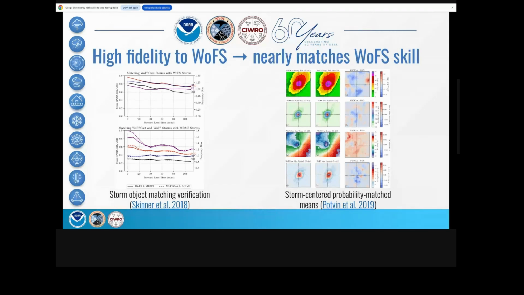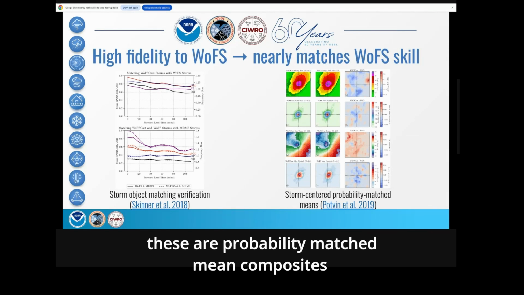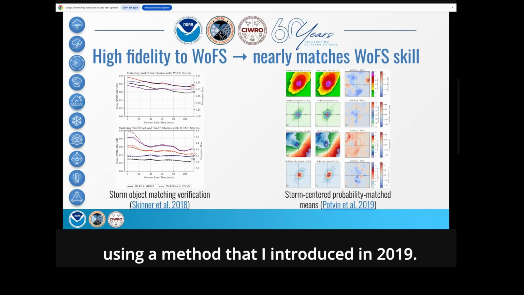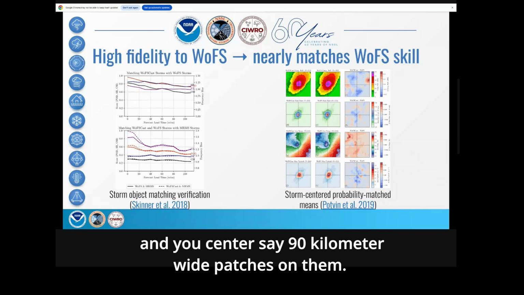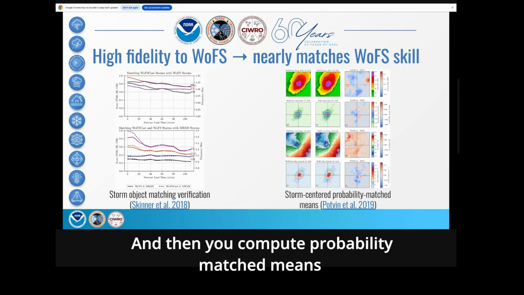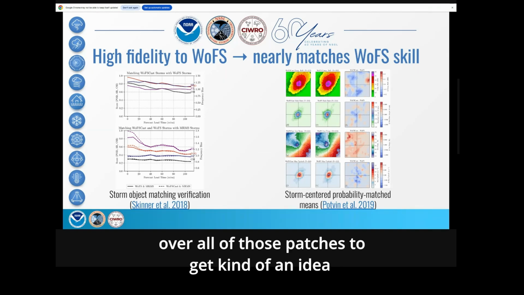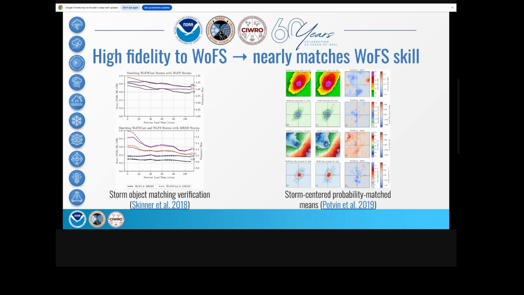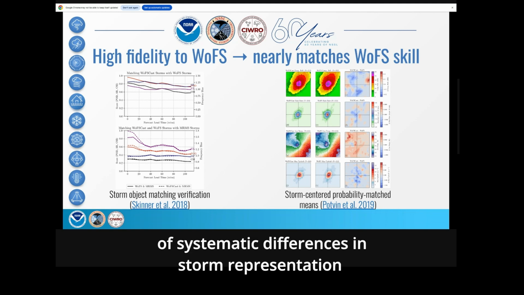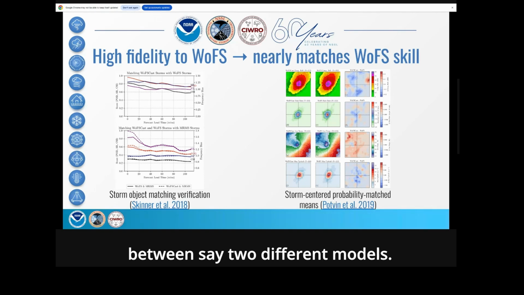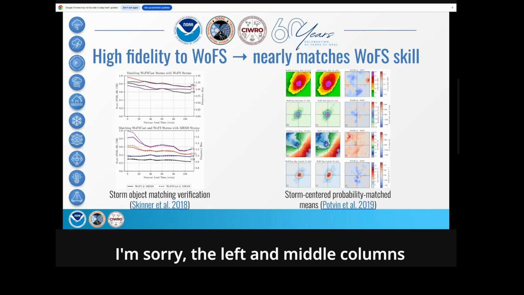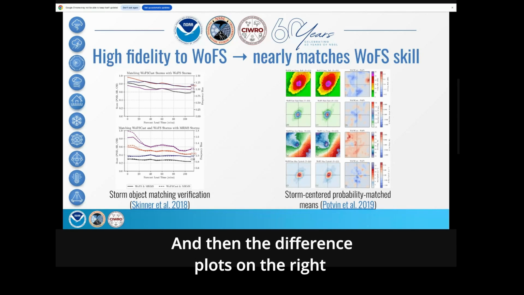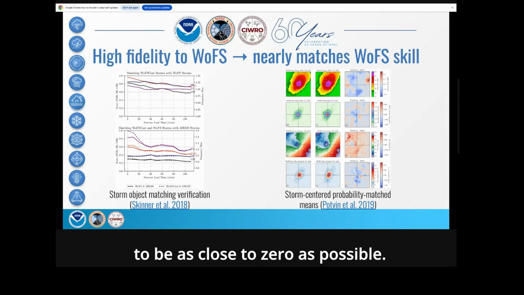And then on the right, these are probability matched mean composites using a method that I introduced in 2019. Basically, you take all of your storm objects and you center, say, 90-kilometer wide patches on them, and then you compute probability matched means over all of those patches to get an idea of systematic differences in storm representation between, say, 2 different models. And so what we would like to see is that the left and middle columns look as similar as possible, and then the difference plots on the right to be as close to 0 as possible.